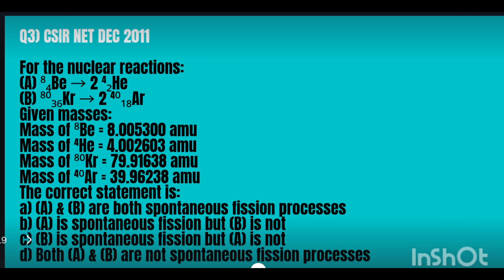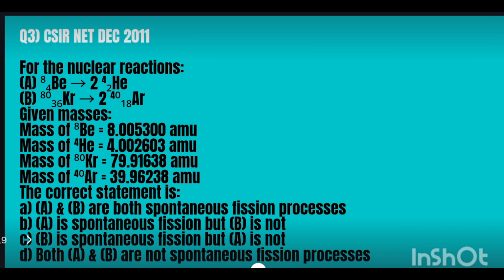So we'll move to the third question. This was asked in CSIR in December 2011. For the nuclear reactions, two conditions are given, A and B. Beryllium 8, 4 gives rise to 2 helium, and Kr 80, 36 gives rise to 2 Ar 40, 18. Here the respective masses are also given, and 4 options are given for the correct statement.